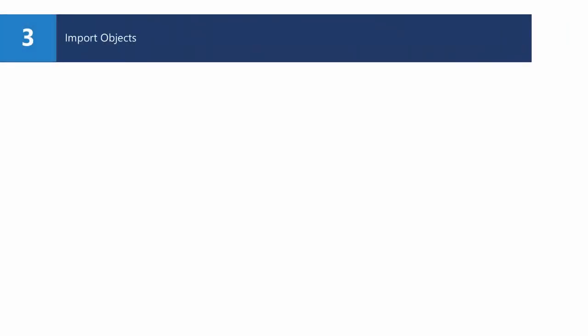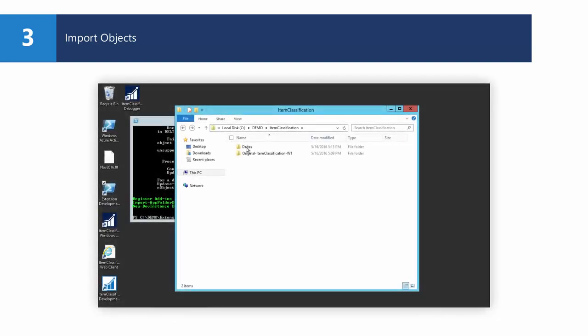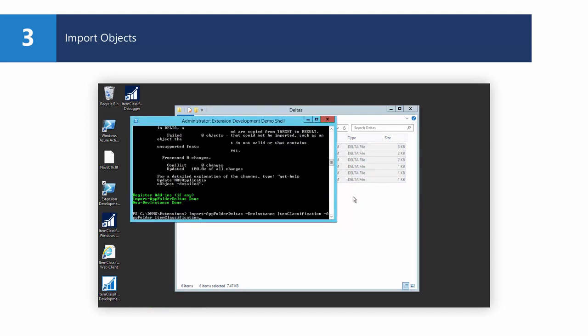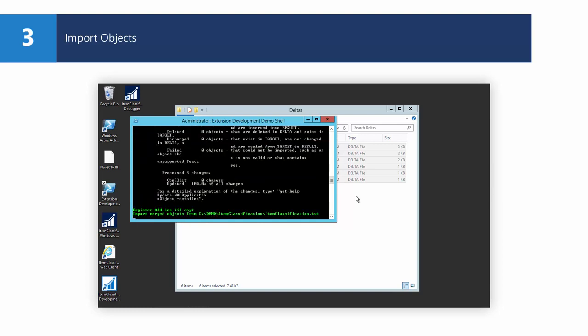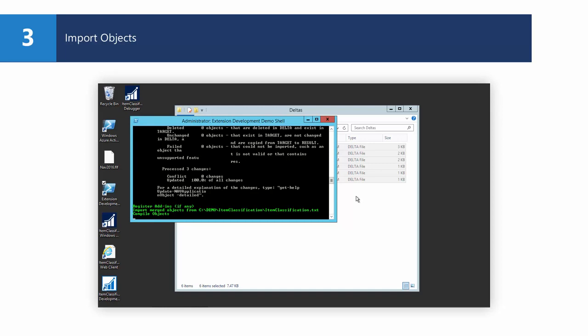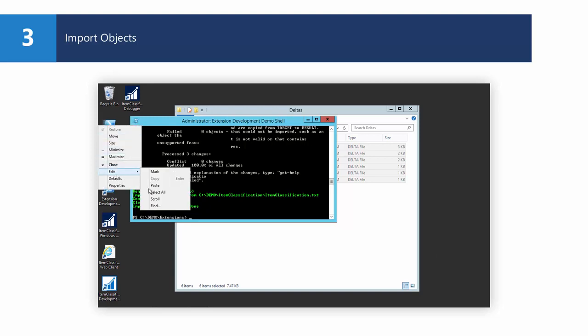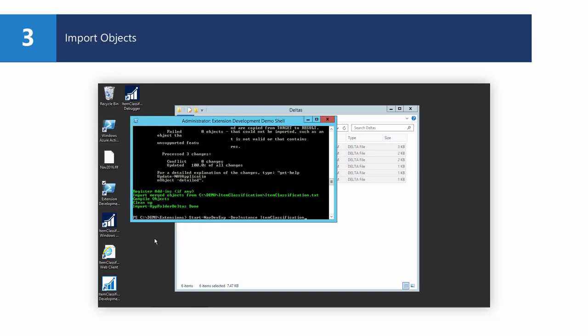Let's import some objects that we have prepared and saved as deltas. Let's put the deltas in the new deltas folder, C demo item classification deltas, and execute this commandlet. It will apply the deltas from the folder to the objects in the W1 folder, import it in our development database, and compile it. Let's have a look at it. We can easily open the development environment by using the function start nav dev exp.